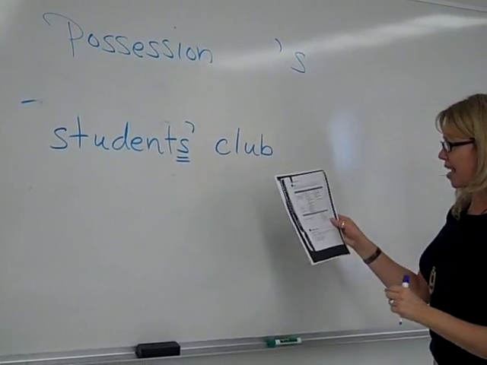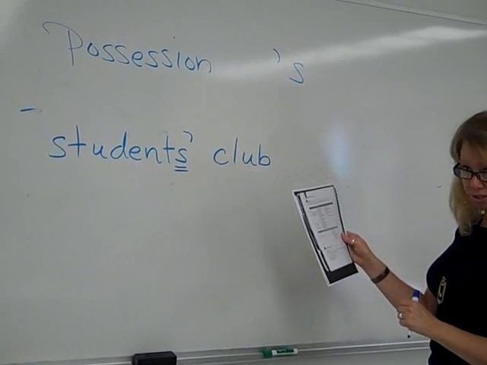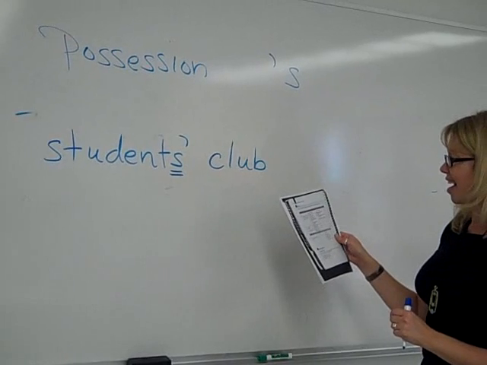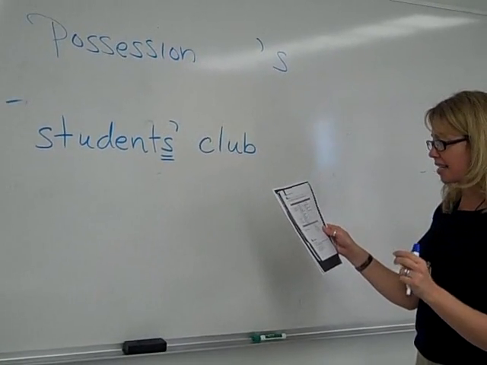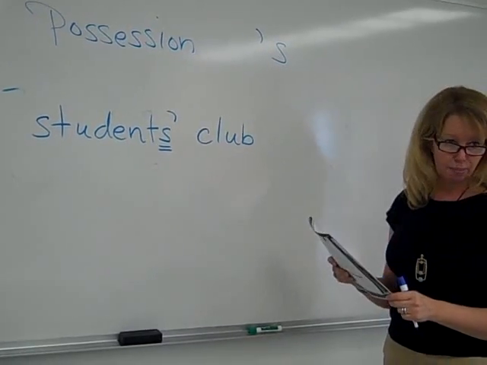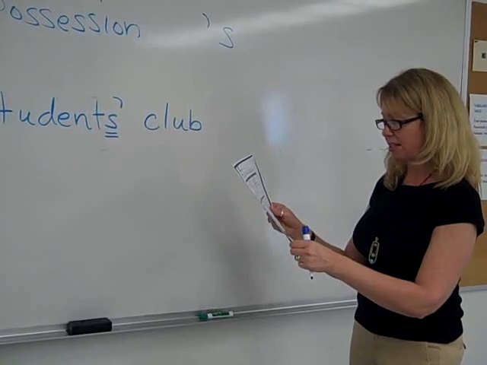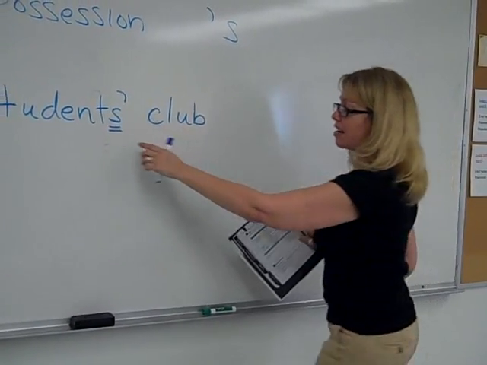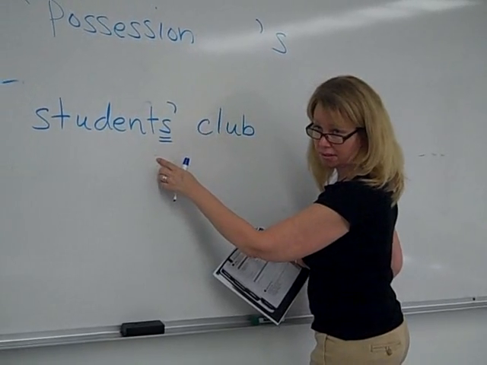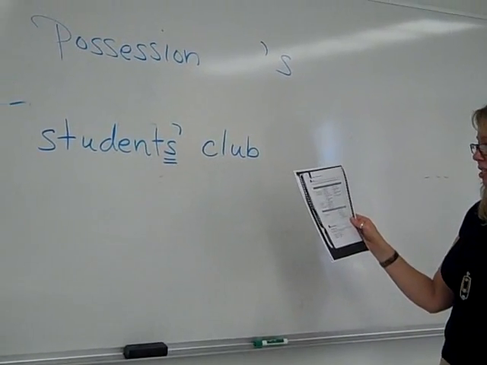And you'll see, again, actresses' costumes, the Smiths' house, and the Joneses' daughter. So if it ends in an S, all we're going to do is put the apostrophe on the outside. But there are some exceptions. Again, these are for plural nouns. Let's take a look at the special situations.